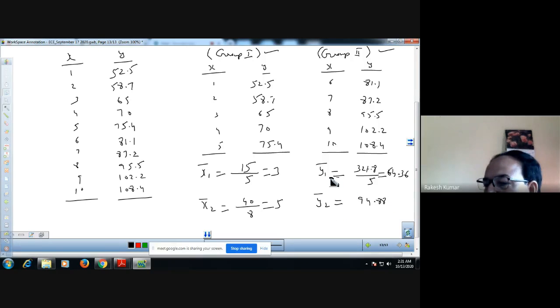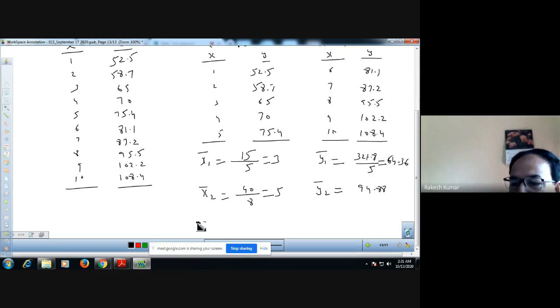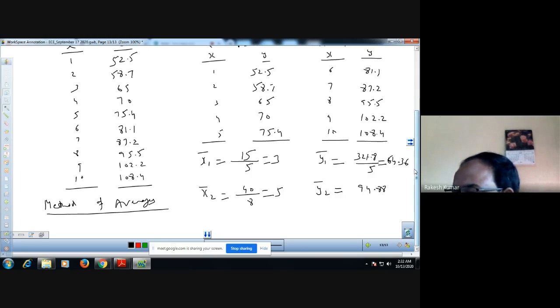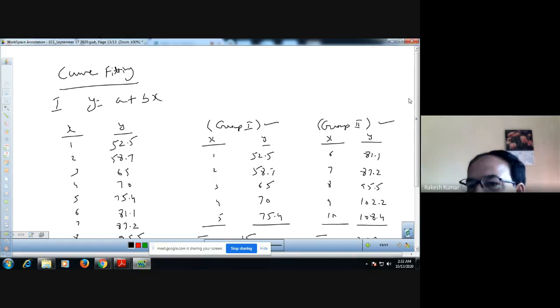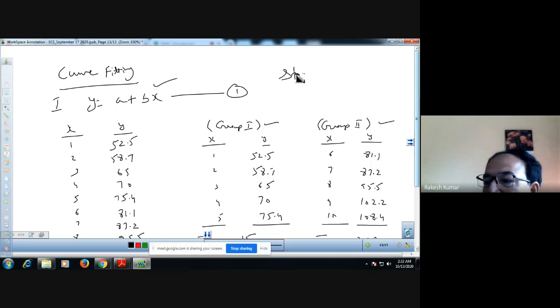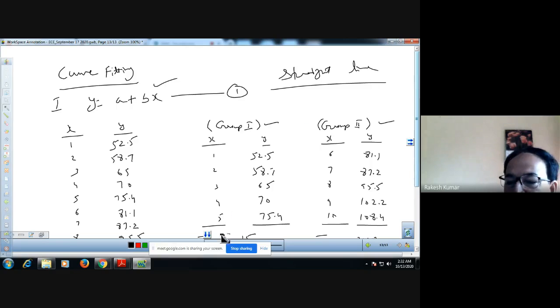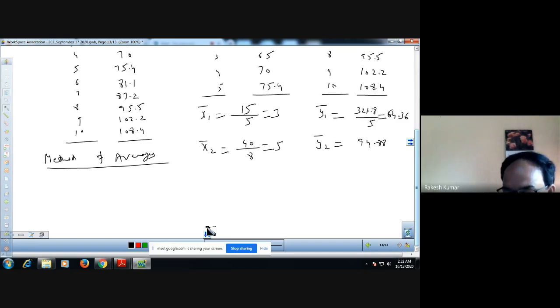You can calculate it. This is the average we have calculated, because we are going to apply the method of averages. The easiest method for curve fitting is the method of averages, which we are going to use. Curve fitting means we need to find the equation of the curve. And what is the curve? This is the equation of the curve. Name it as number 1. It is the equation of a straight line. And this was the question: fit a straight line to the data. So we have to fit the straight line.